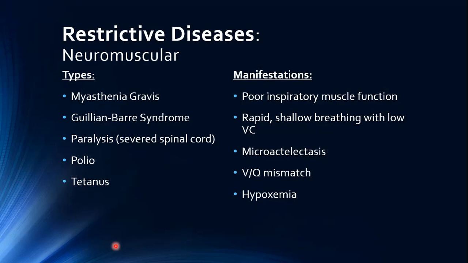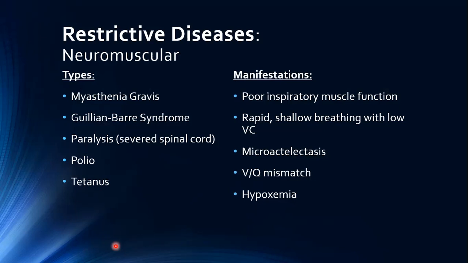Myasthenia gravis is a paralyzing, well, we're going to talk about each one, but these are the ones here. How do they manifest? Of course, poor inspiratory muscle function. You're going to see why. Rapid, shallow breathing with low vital capacity. They're breathing faster, but it's shallow because it's weak. They're weak.